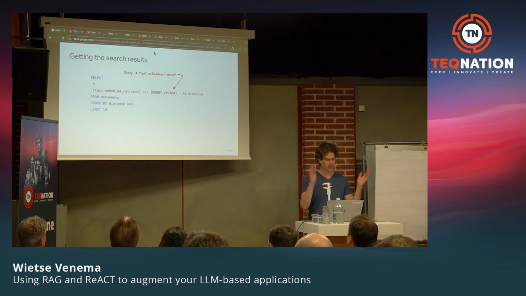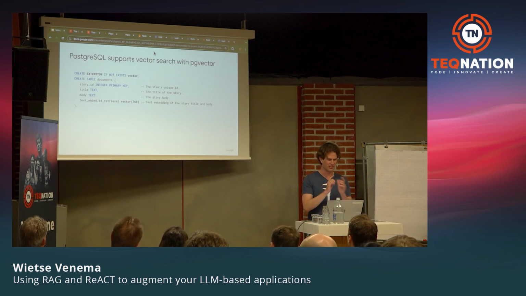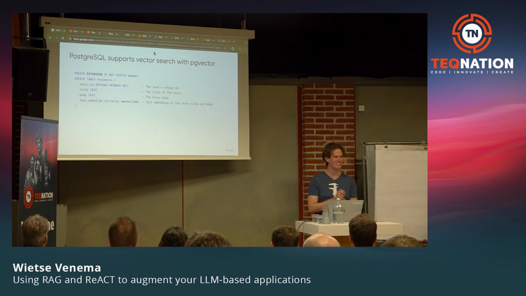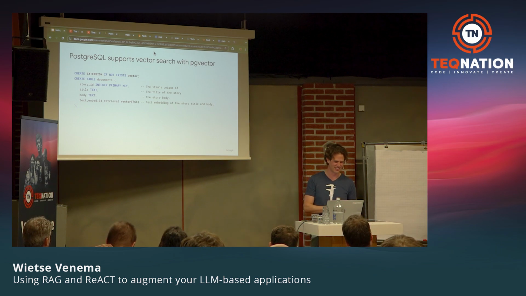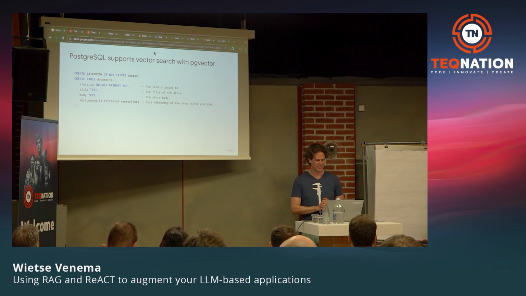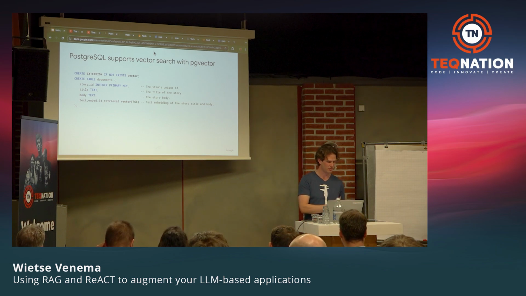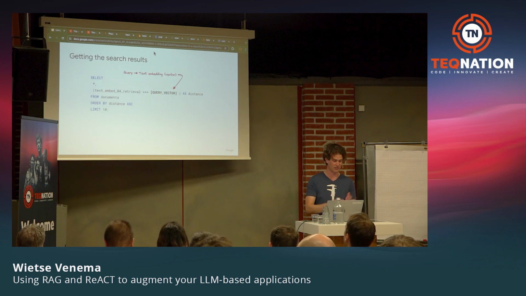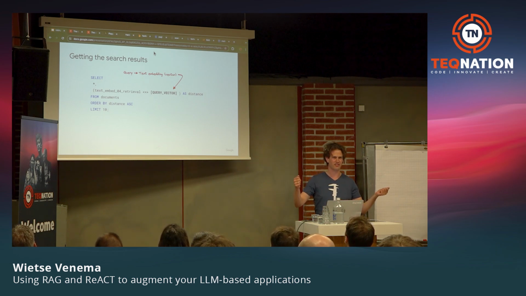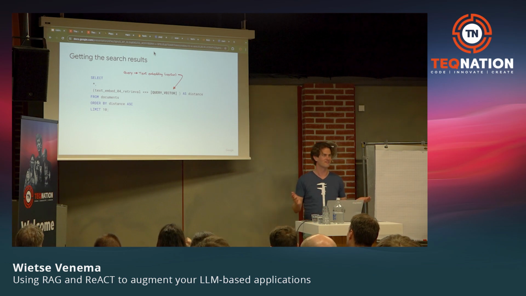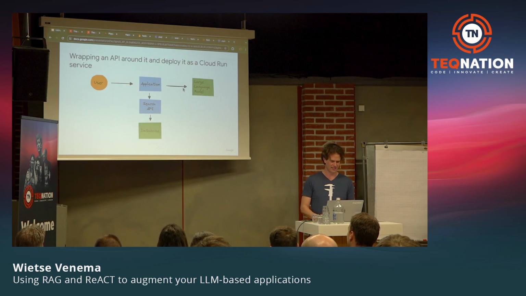Okay, so what's left is getting the search results. Postgres has an extension that lets you do vector search, right? This whole thing of taking a vector and then finding all the close by vectors. There's an extension for it. So I just have a new column in my table where I can store the vector. And then to search it, I'll do this query. Select star, all my document fields, and the distance between my query vector and my document vector as the distance, and then order by the distance. And then I get all the results. So all I have to do is wrap an API around it and deploy it as a Cloud Run service.